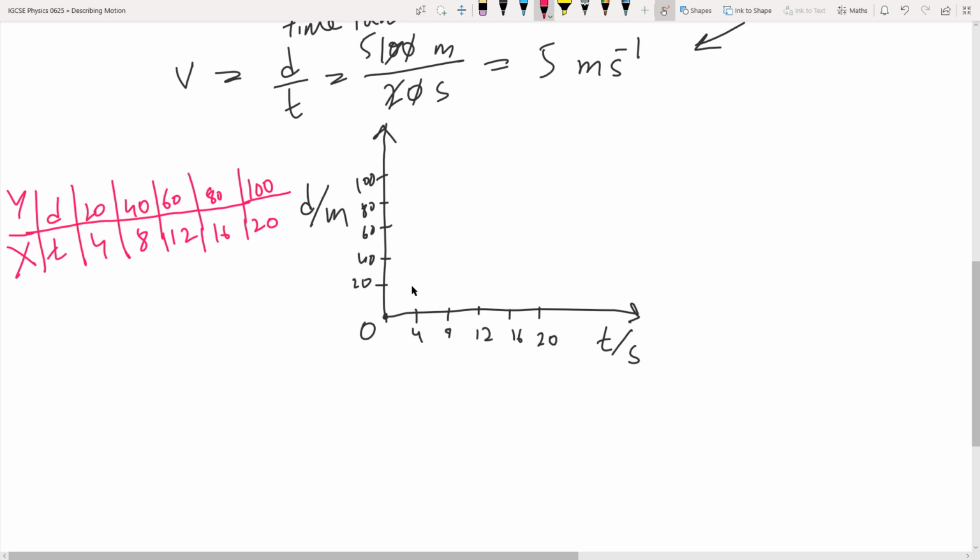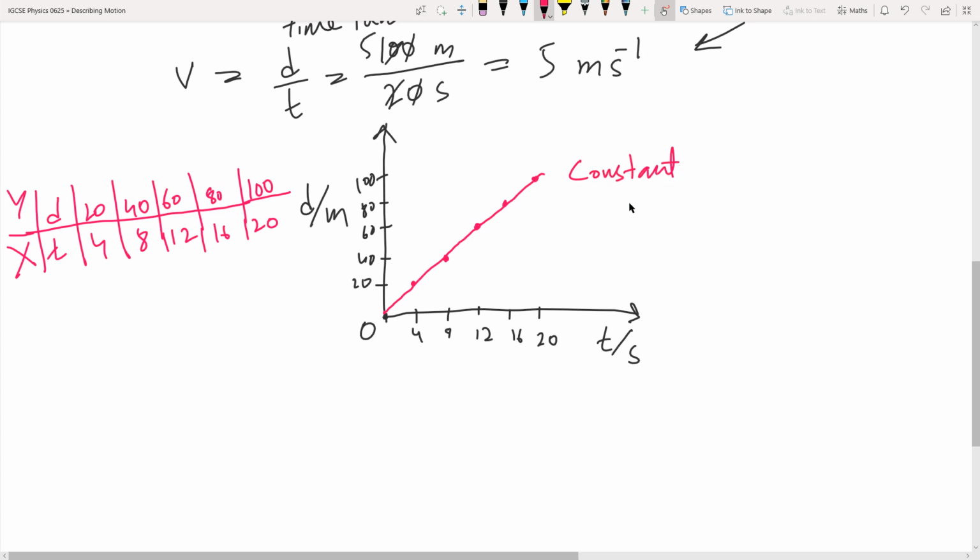So the first point would be over here at 4 and 20. The second point will be at 8 and 40. Third point will be at 12 and 60. Next would be at 16 and 80, and last would be at 20 and 100, right? So I simply join these values and I get a straight line.